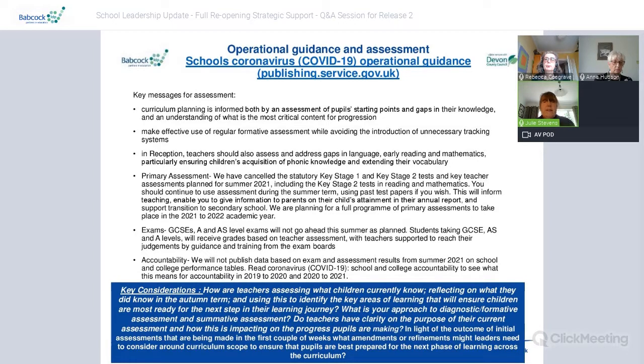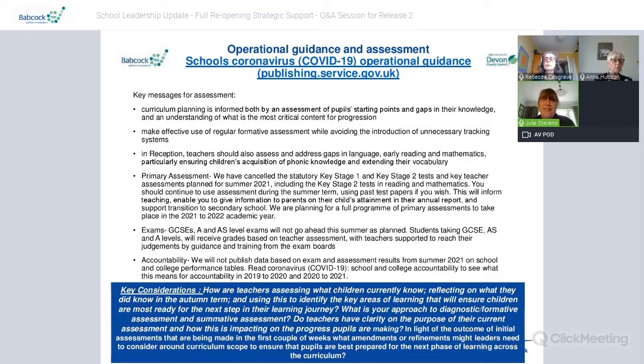Really, the key message now in terms of all the updates that are coming through is that return more to a systematic approach to assessment. And by systematic, that doesn't mean summative. It just means having a clear system, being clear about what we are continuing to do with assessment. It's not about throwing the baby out with the bathwater.